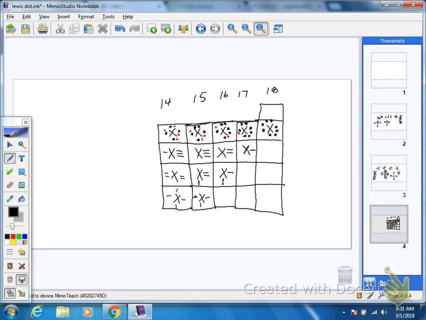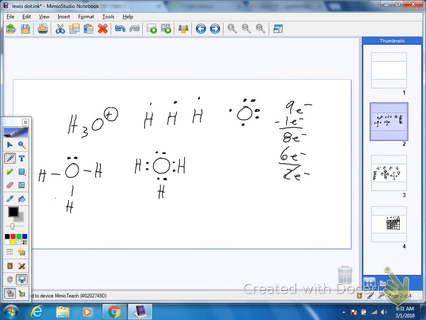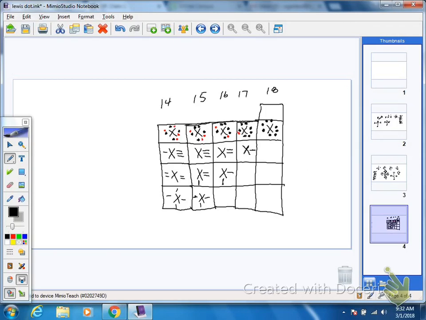Now let me show you an exception, because I gave you a problem and there's an exception to it. This is a hydronium ion. A lot of times your ions that are polyatomic will be exceptions, because they've lost or gained electrons. If you've got something that's positive or negative, it's probably not going to follow this guideline.